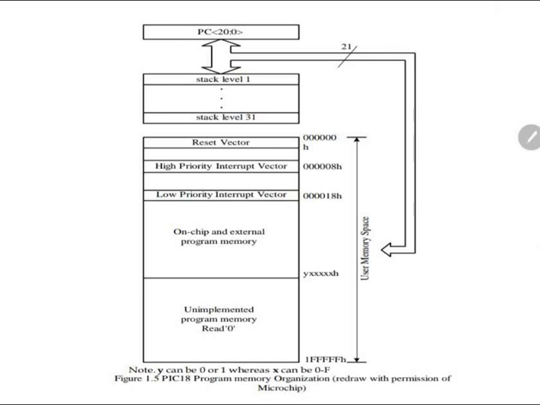What's the capacity of program memory? It's 2 megabytes, and that is equivalent to 2,097,152 bytes. So how many bits do we require to assign a unique address? 21 bits.